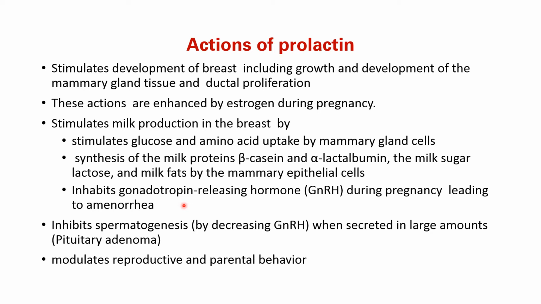Also, since it is increased during pregnancy, it inhibits the release of gonadotropin releasing hormone. And this hormone, if you remember, stimulates the pituitary gonadotropes to release FSH and LH. And these hormones are important for our reproductive functions, and they are important for spermatogenesis in the male and ovulation in the female.